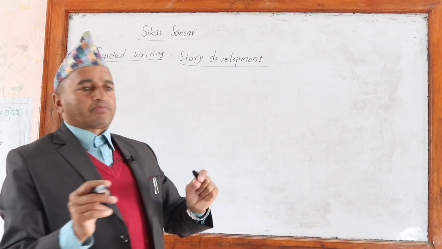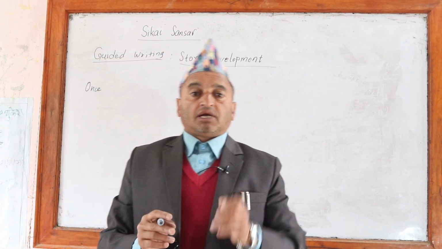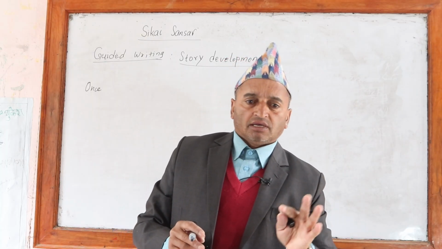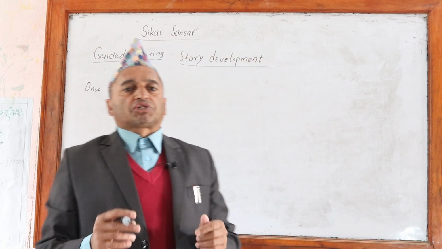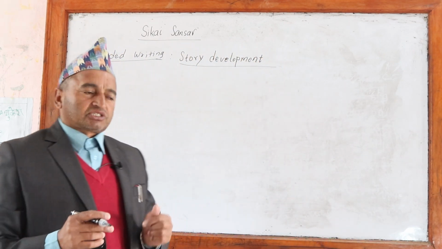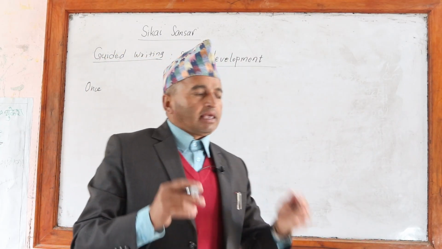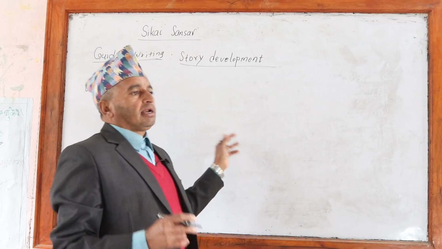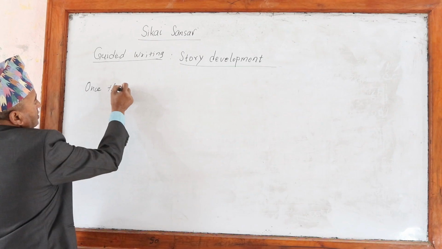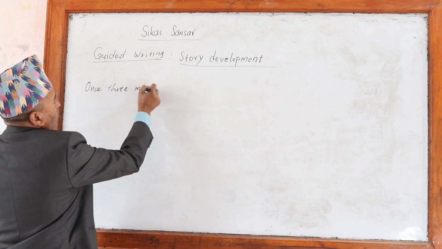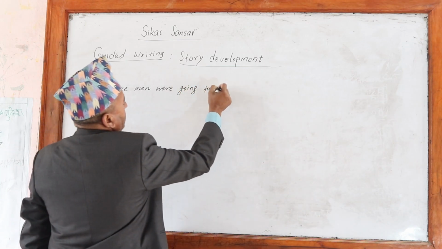And mainly, another point we have to remember in our mind is that while writing or developing stories, we have to use past tenses. Mainly, stories are written in past tenses, so I'm also going to write this very story in past tense, using simple past, past continuous, past perfect, as the story needs. So here, let's start like this. Once three men were going to another village through a forest.